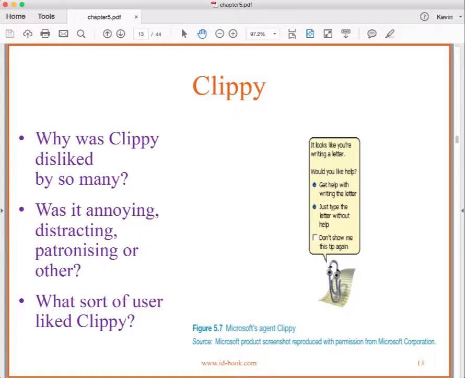Clippy came out with Windows 98, if I recall. Clippy was a little animated help agent that would pop up whenever it damn well wanted to, and would give you some advice and offer some greater help. Why did most people dislike it? Well, it tended to show up when I didn't need it.